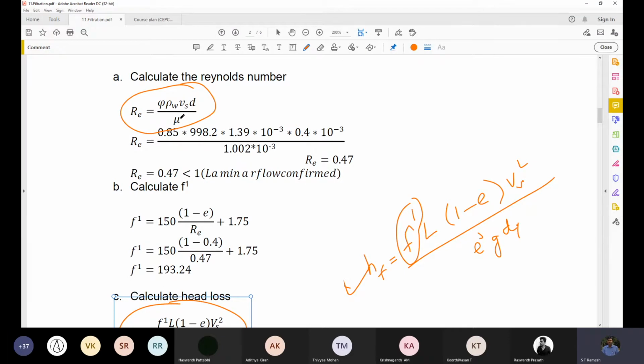Kinematic viscosity is again replaced as dynamic viscosity divided by rho. So rho will come up. Thereby rho Vs into d divided by mu, and you can also introduce phi. Phi is the shape factor. That is also mentioned in the problem.